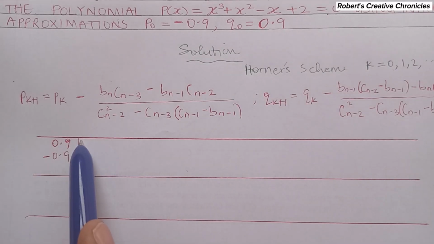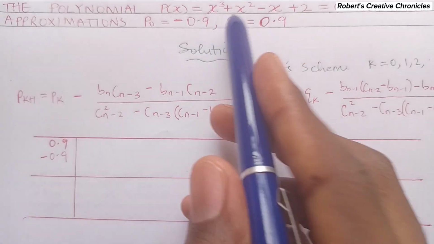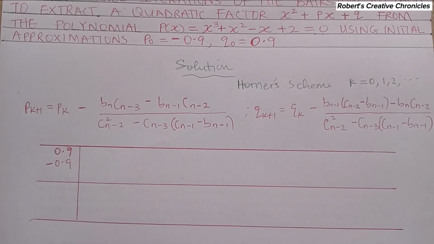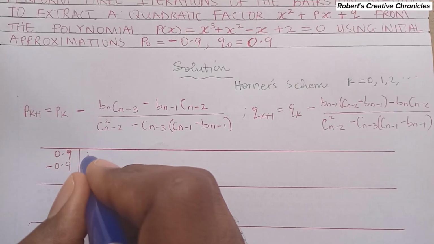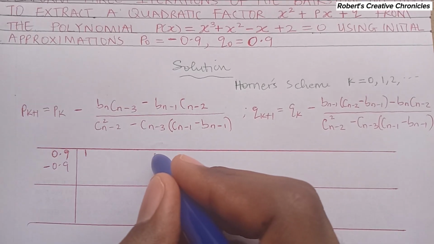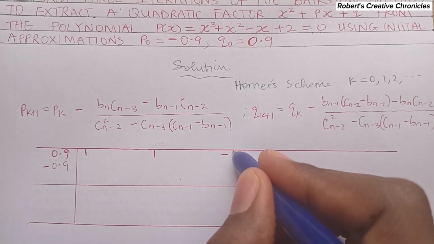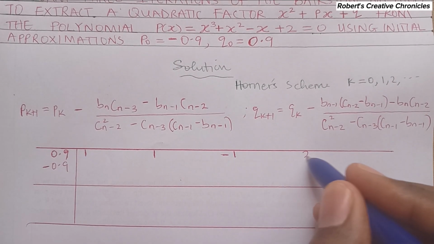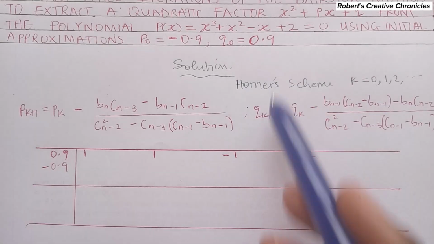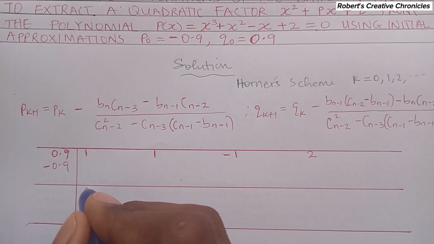Now we'll write all the coefficients of the equation here. So this is x3, x2, x1, and x0. Here will be 1, then here will also be 1, here will be negative 1, and here will be 2. So this is 1, negative 1, 1, negative 1, and 2. Now we'll bring down this one.